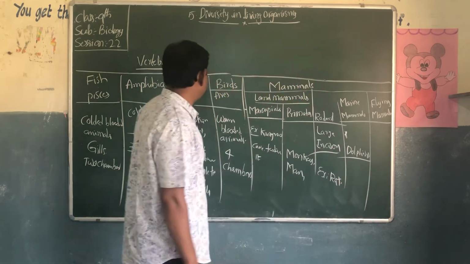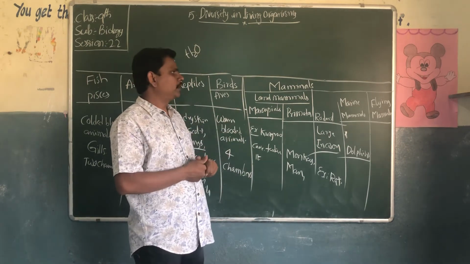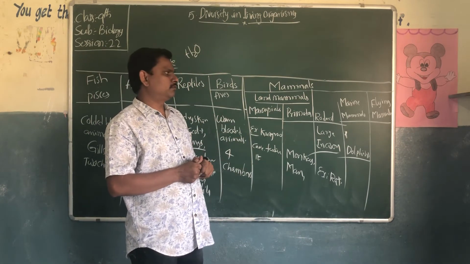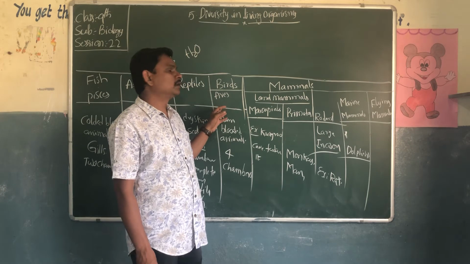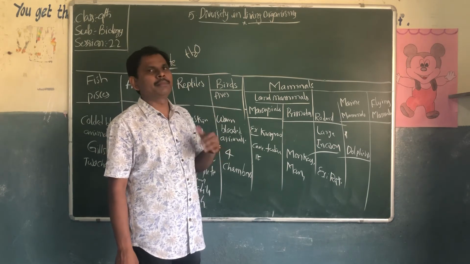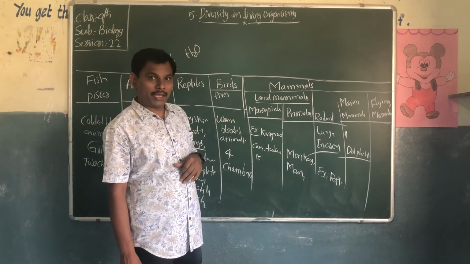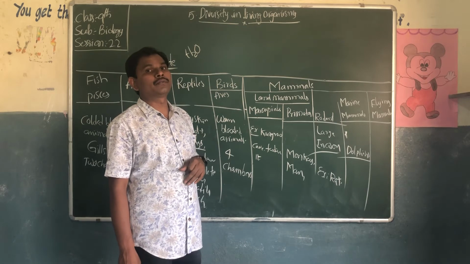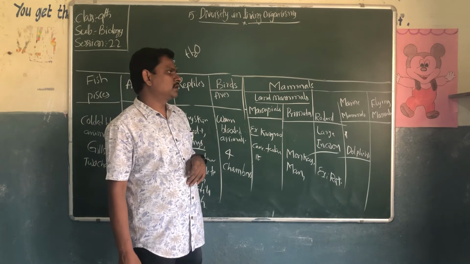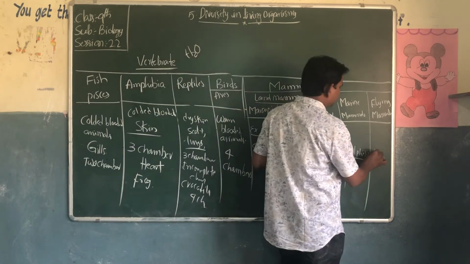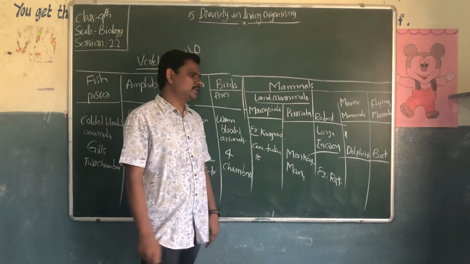What is the difference between birds and flying mammals? Birds also fly in the air. Flying mammals also fly in the air. Birds lay eggs. Flying mammals, even though they fly in the air, do not lay eggs, but give birth to offspring. The best example is the bat.